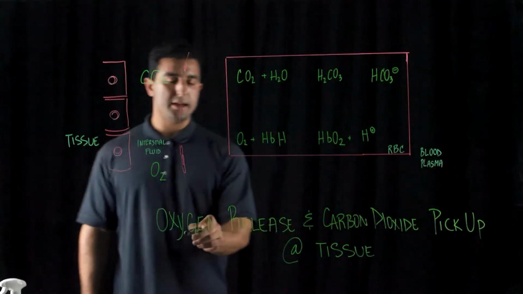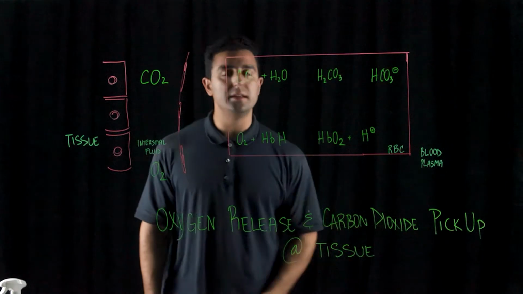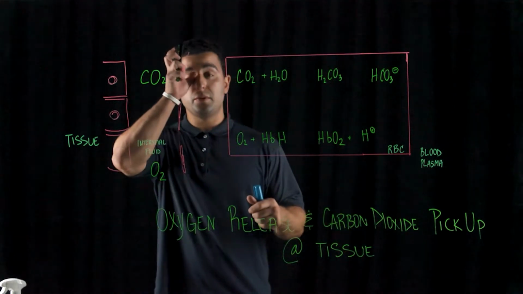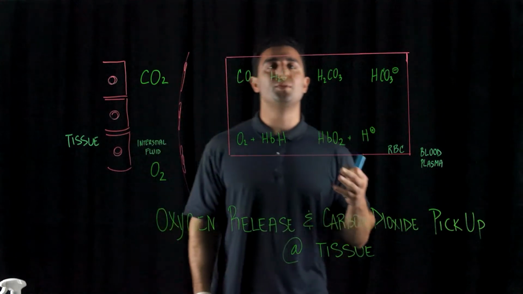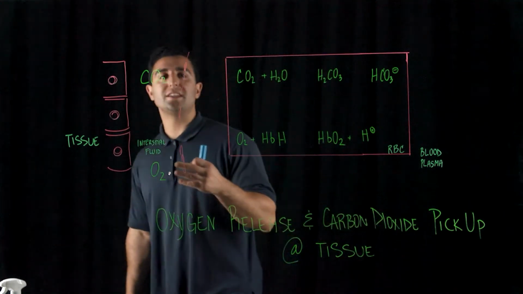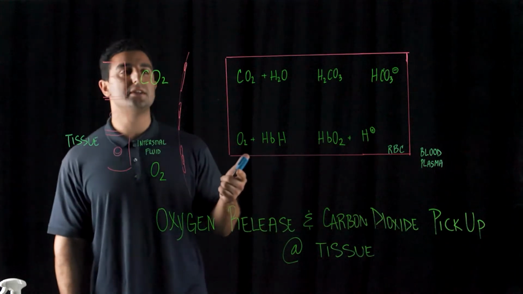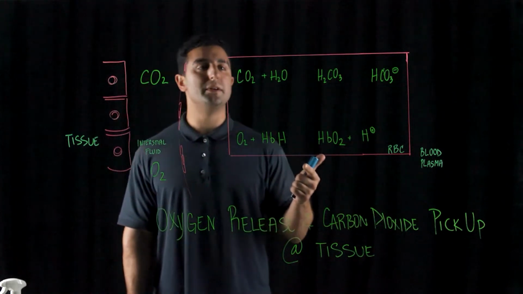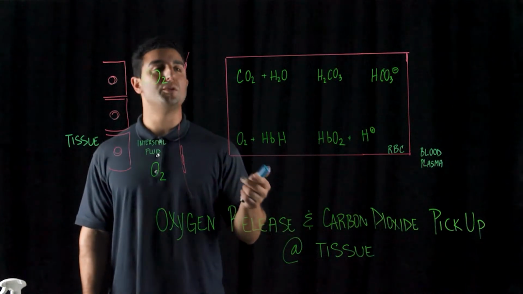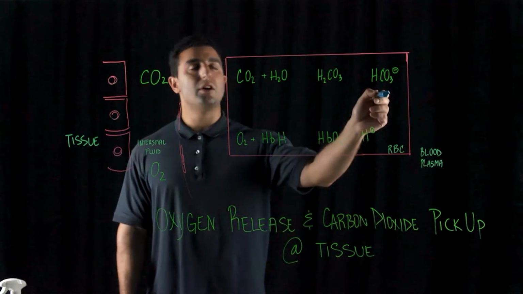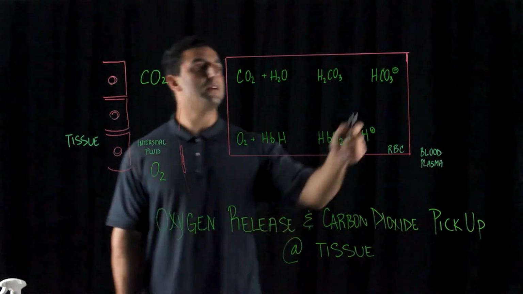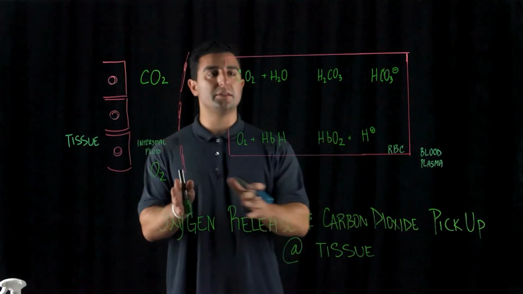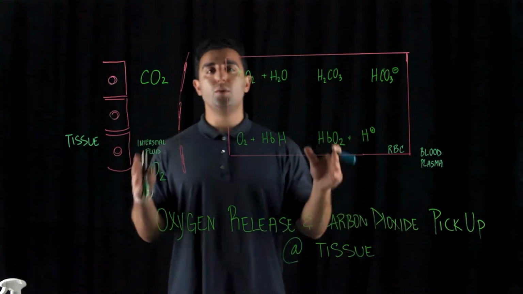So now we're going to look at the oxygen release and the carbon dioxide pickup, right? We mentioned before that there are three mechanisms by which carbon dioxide is transported through the body. Carbon dioxide is transported dissolved in plasma, bound to hemoglobin, but the most efficient way is being converted into bicarbonate and dissolving into the blood plasma, right? Here's a nice little mechanism for understanding what's going on.